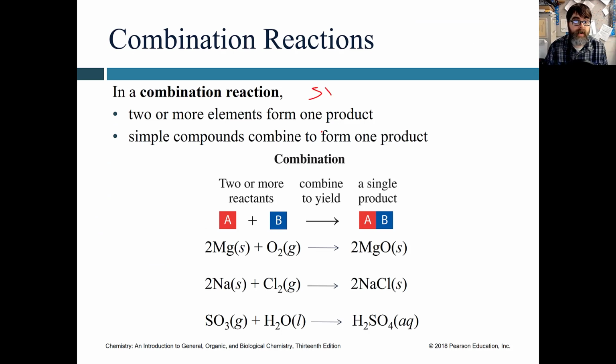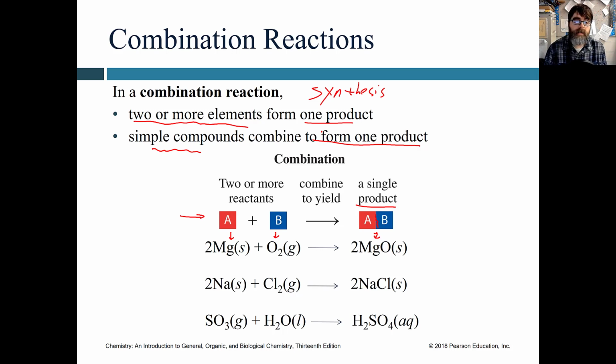So the first one here is a combination reaction, as I've mentioned already, also known as synthesis, and it's one where you have 2 or more elements form one product, or it can be simple compounds that combine to form just one product. And so we have a generic reaction equation here where A and B are just any chemical, and they form a single product of A bonded to B, as you can see some examples of down here.